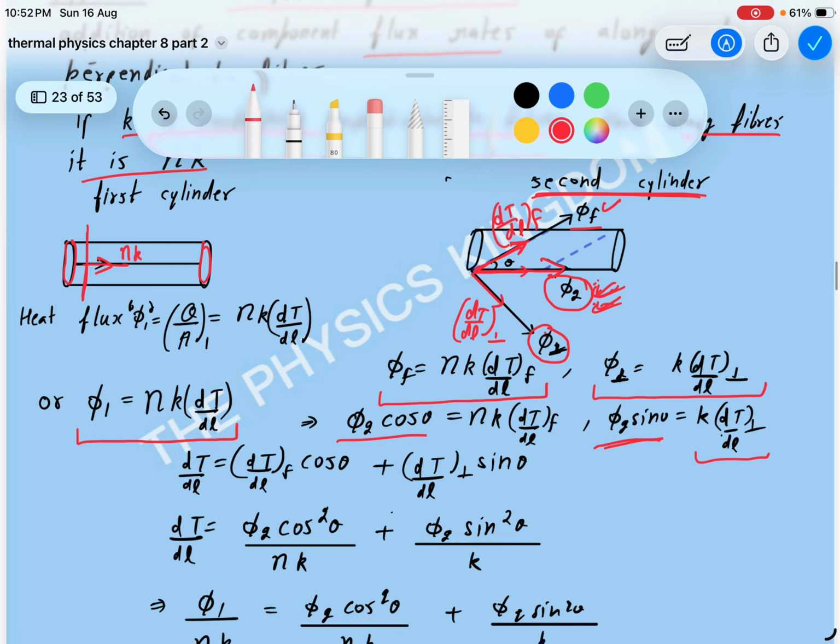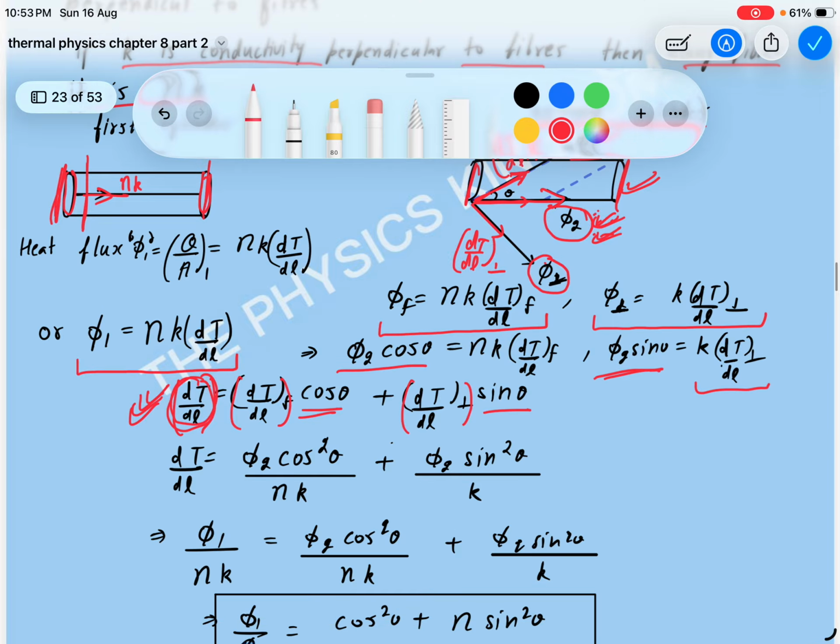to fiber, right. Now net temperature gradient, just like I am writing this flux, net temperature gradient I can write along fiber, temperature gradient cos theta plus temperature gradient perpendicular to fiber into sin theta. So that should be net temperature gradient for the second cylinder. Now temperature difference maintained in first and second cylinder is the same. So it means the net temperature gradient for first and second cylinder also should be same, right.